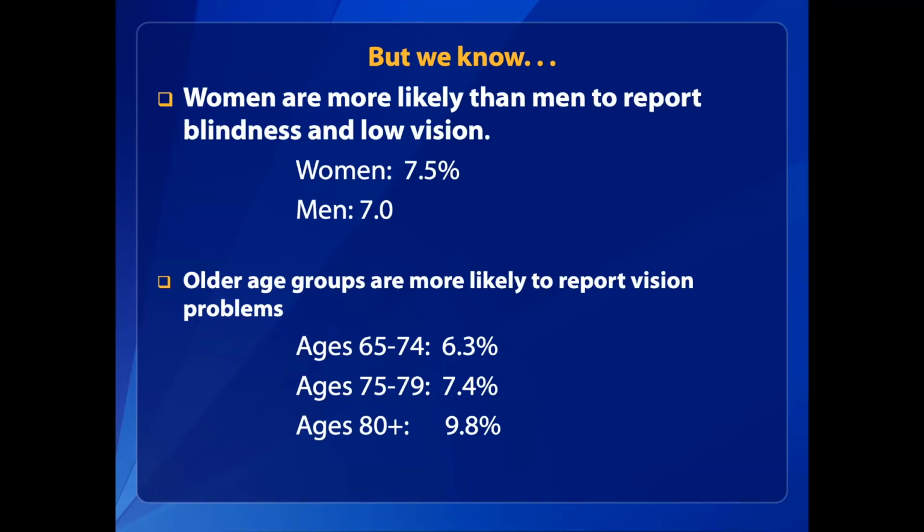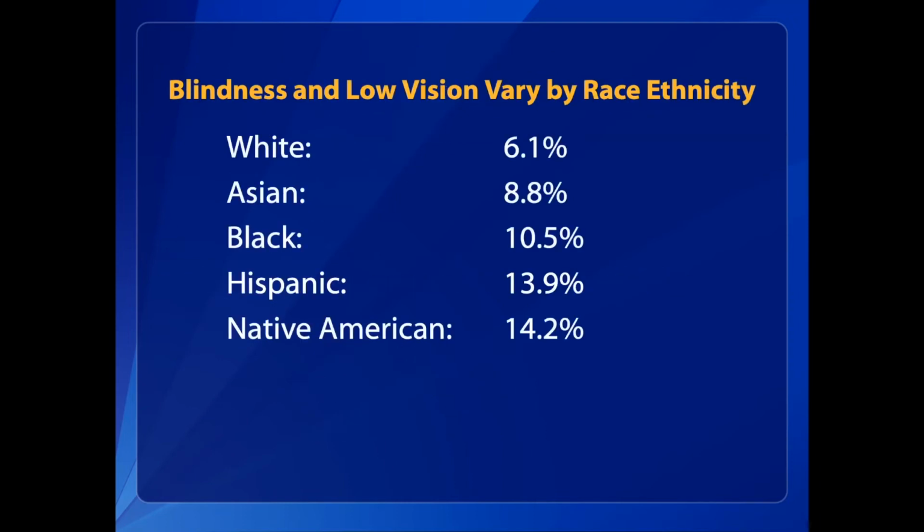Next slide. We also know from our experience that vision impairment, blindness and low vision vary by race and ethnicity. And this survey validates that knowledge as well. So whites are less likely to have vision impairment. Among whites it's 6.1%, Asians 8.8%, Blacks 10.5%, Hispanics 13.9%, and Native Americans 14.2%. Now the nice thing about this, by the way, is that because we have a very large sample size for the nation, we have a lot of confidence in these estimates.